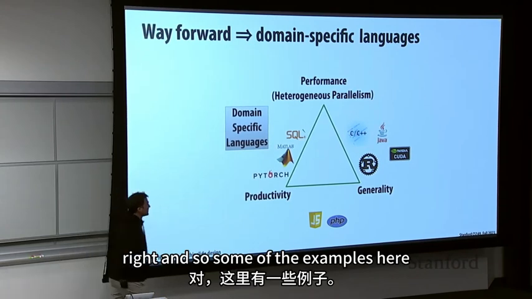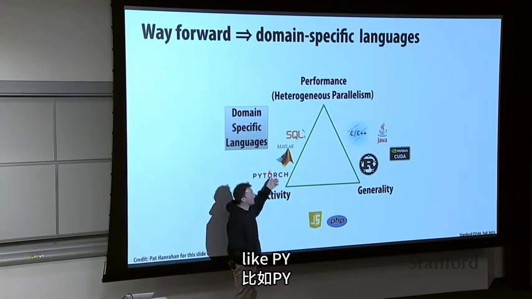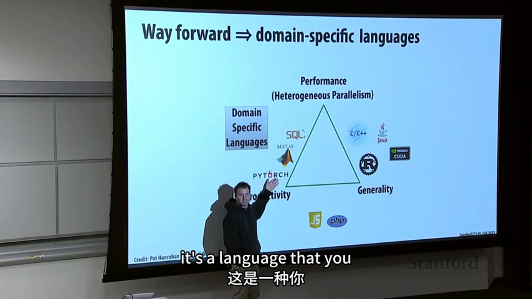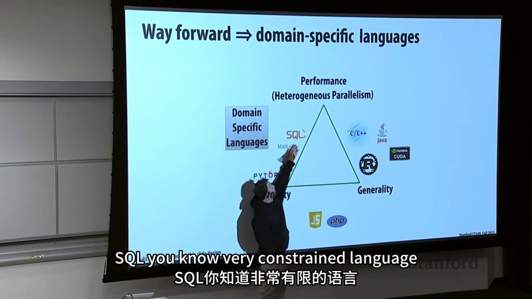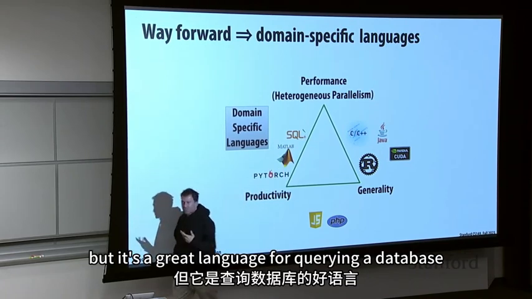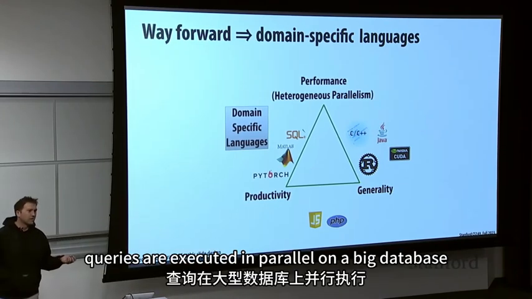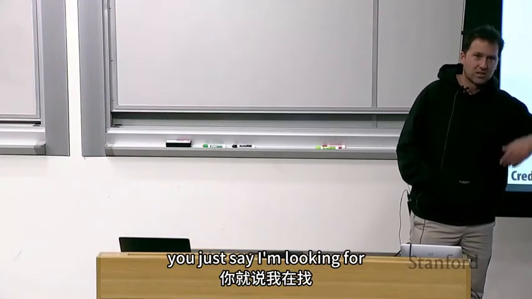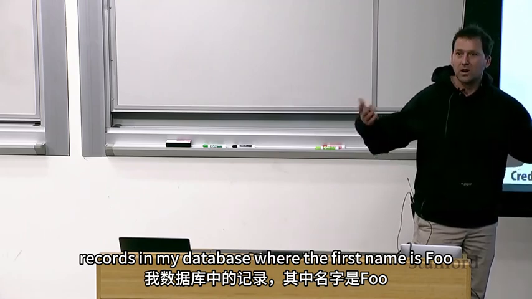And so some of the examples here, you probably have encountered a bunch of them, right? PyTorch is not the language that you would use to build anything you want. It's a language that you use to express your tensor operations, right? SQL, very constrained language, but it's a great language for querying a database. And you don't think at all about how those queries are executed in parallel on a big database. You just hope Oracle or Postgres does the right thing. You just say, I'm looking for all records in my database where the first name is foobar or something like that.